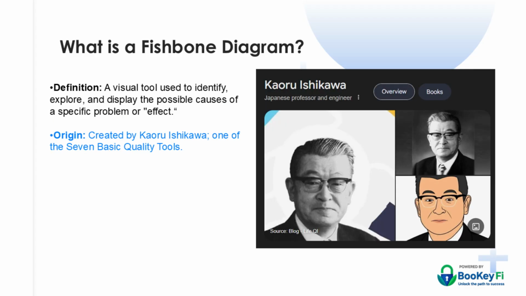Origin. This tool was created by Ishikawa and is known as one of the 7 basic quality tools. In the 1960s, Professor Ishikawa changed how factories work. He believed that quality isn't just for managers. It is for everyone. He created this diagram to help workers communicate with their bosses. It became so successful that it was named one of the 7 basic quality tools. These tools are like the Swiss Army knife of the professional world. If you know these 7, you can fix almost any process problem in any industry.